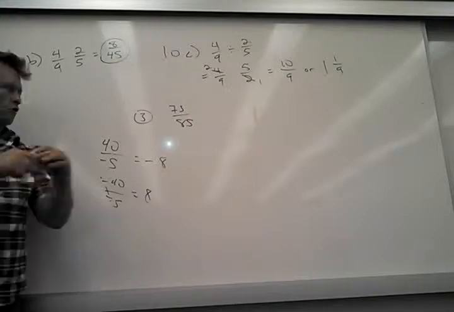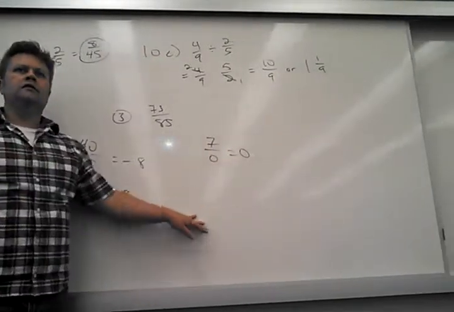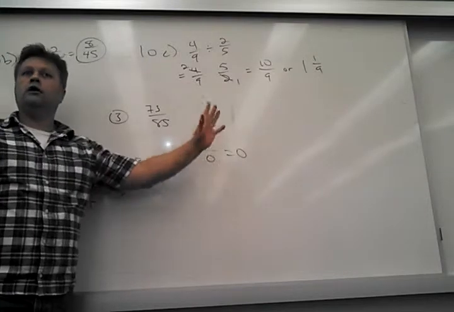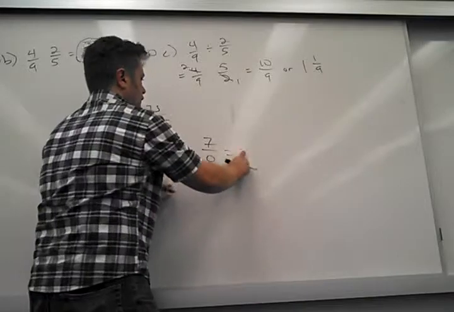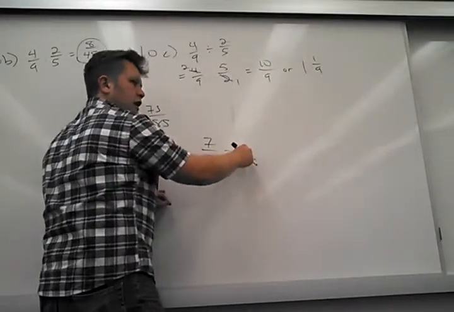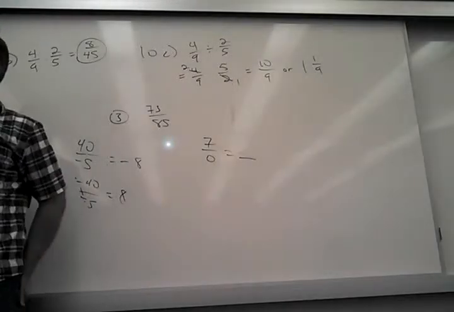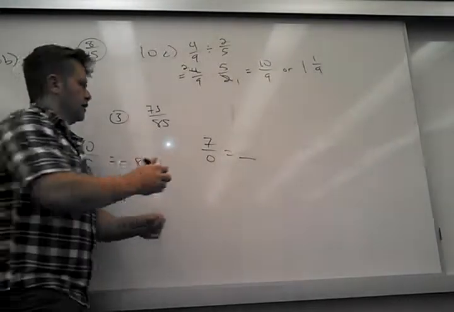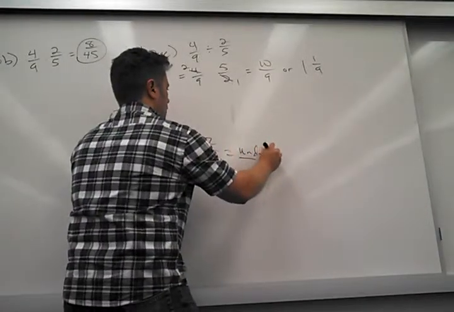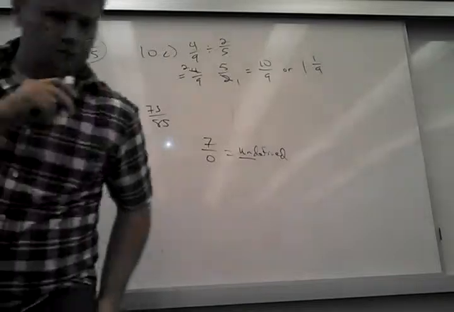You with me? So if I thought 7 divided by 0 was 0, how do I check myself? 0 times 0, okay, I've got to be wrong. This is undefined because there is nothing you can fill in here that when you multiply by 0 gives you 7. That is why it's undefined. There's nothing defined to do that. So that's why we call it undefined. Alright, so that's number 8.